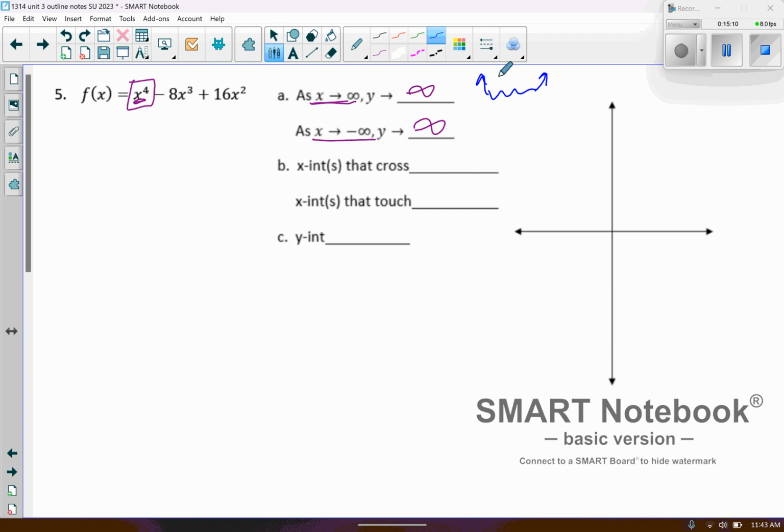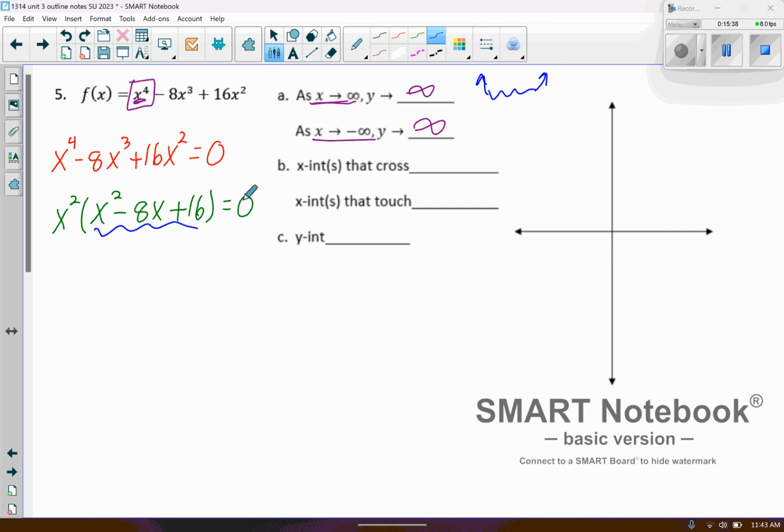But now we have to figure out what that middle part looks like. So we have to find our x-intercepts. We'll take this, set it equal to 0, and factor. So we can pull out an x squared to get started, and that will leave me with x squared minus 8x plus 16 equals 0. Then we can factor this, and hopefully you'll notice that the factors are going to be the same. They're both going to be x minus 4.